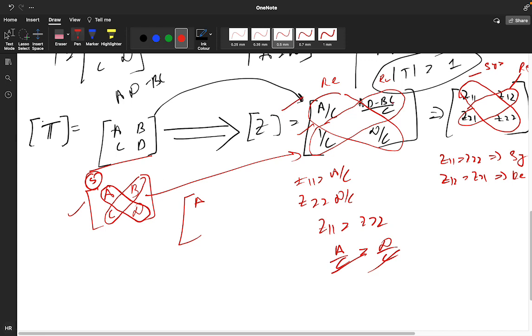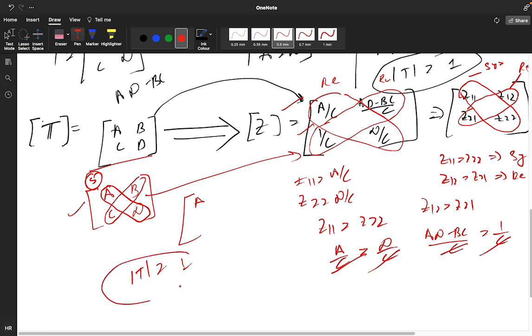For reciprocity, Z12 is equal to Z21. Now put the value of Z12. AD minus BC by C is equal to 1 by C. That means AD minus BC, which is the determinant of the transmission line parameter, equals 1. So if the determinant is 1, then the network is reciprocal.